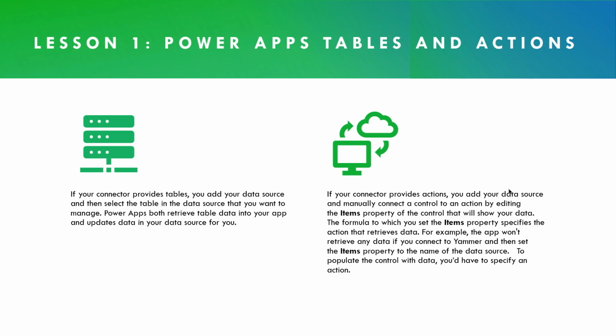Power Apps will both retrieve table data into your app and update the data in your data source for you if you're actually allowed to edit the data from your app. If you go to the original data source and you edit the data, the changes will show in the app. If your connector provides actions, you add your data source and manually connect a control to an action by editing the items property of that control that will show your data. It talks about here the formula for the items property. This slideshow is also a file that's in the video description below, so you can review it at your leisure.